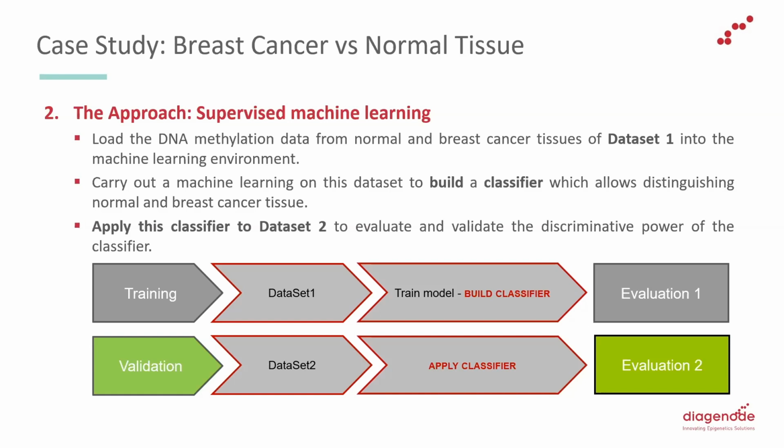And in this case, we are very lucky that we have these two completely independent data sets, because we can use the first one for the training of the system and building the classifier, and we can use the second data set for evaluating the classifier, applying it to a completely independently derived data set and seeing what comes out from this analysis. So what I will show you is that we loaded data set 1 into the machine learning environment, carried out the machine learning, built the classifier, and applied the classifier to the second data set.